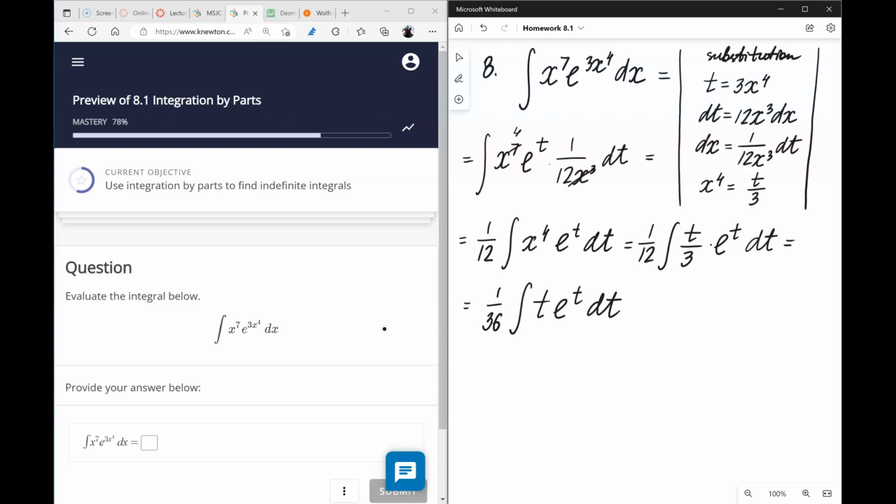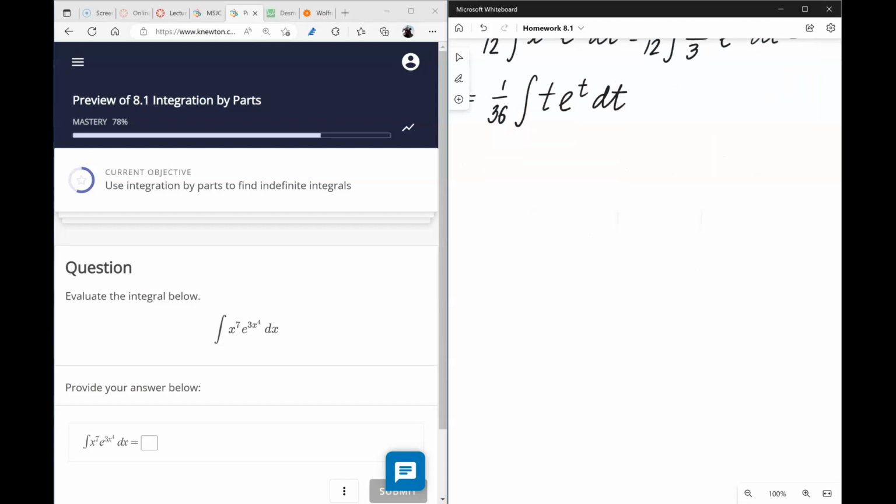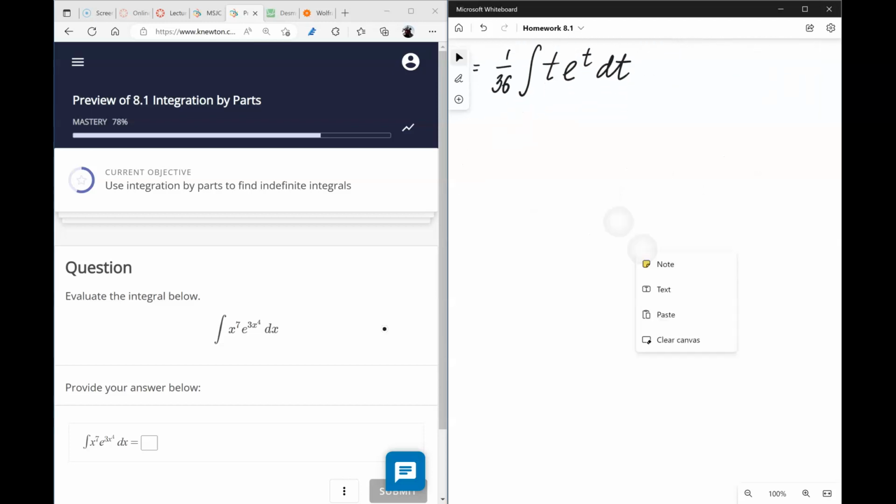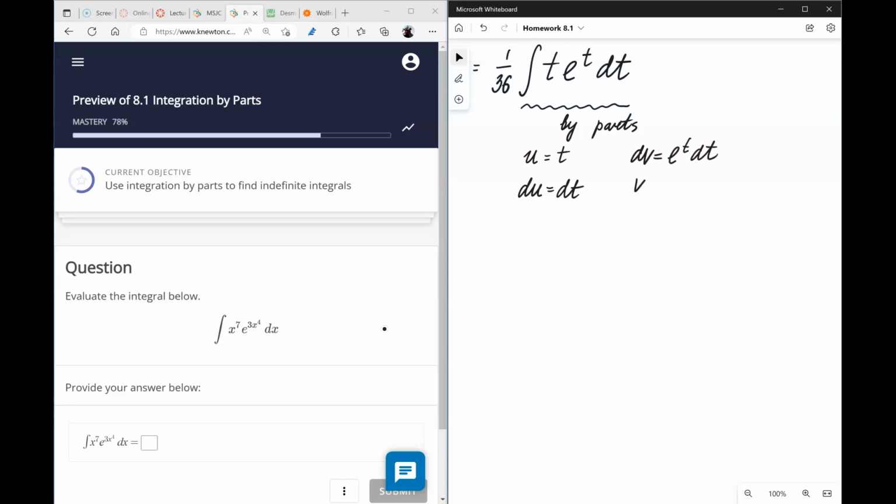And you have to admit that this problem is much easier than the original problem. So let's make this our new problem. We're only going to focus on this integral. So 1/36 is not part of it. And we're going to do this integral by parts. So my u is t, my du is dt, my dv is e to the t dt, and my v is the integral of e to the t dt, which is e to the t.